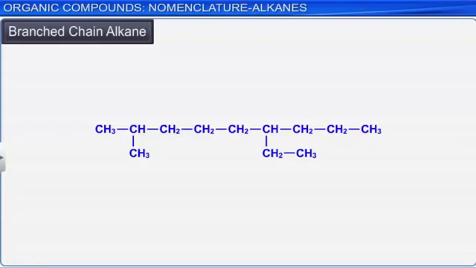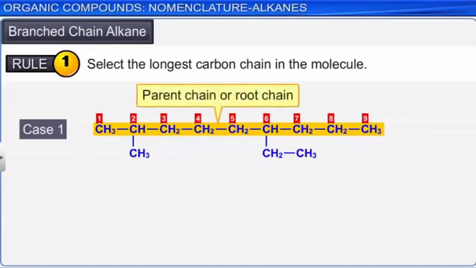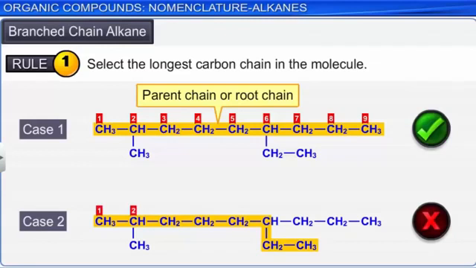Now let us look at the IUPAC rules to name the branched chain alkanes. Rule 1. Select the longest carbon chain in the molecule. In this compound, the longest chain consists of 9 carbon atoms. Hence, it is also called the parent chain or root chain. Selecting the chain as in the second case is not correct because the parent chain consists of only 8 carbon atoms.